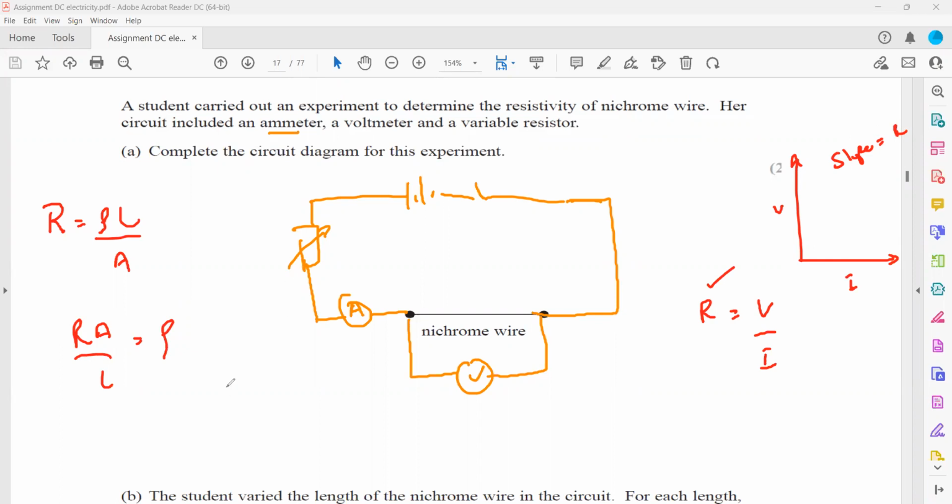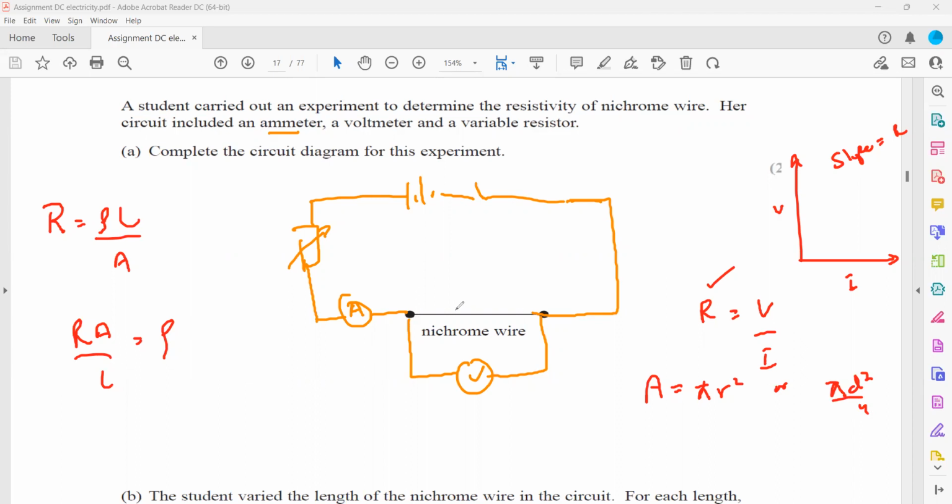How to get A? Area of cross section of wire. So I will use a micrometer. I will determine the diameter, and using the diameter I can find the radius, and using that radius, the area of the cross section of the wire, pi r square. Or if I'm using the diameter, then I can use pi d square by 4. Same thing.